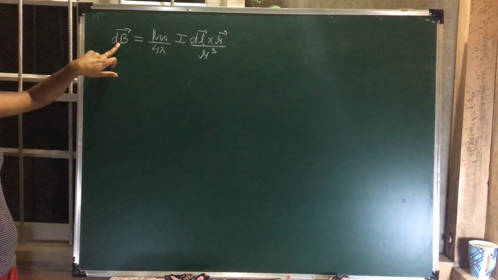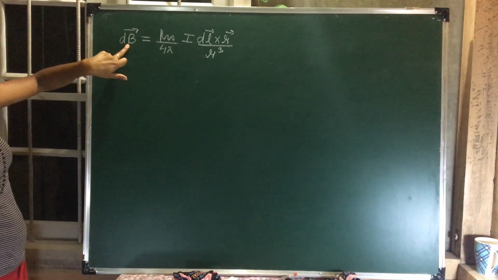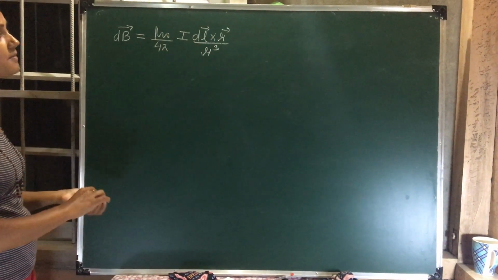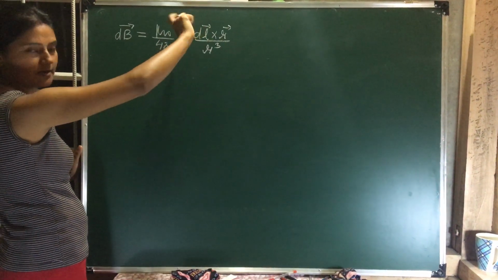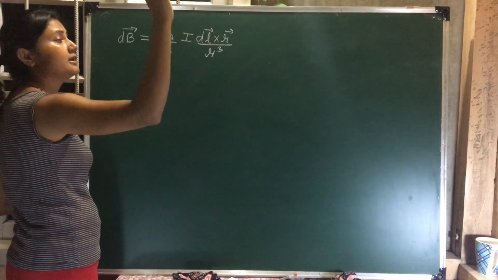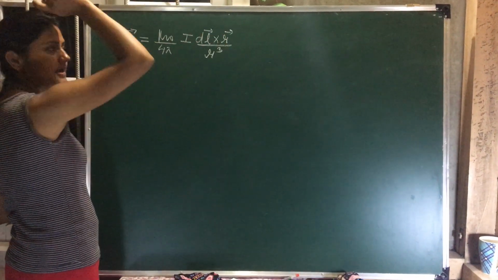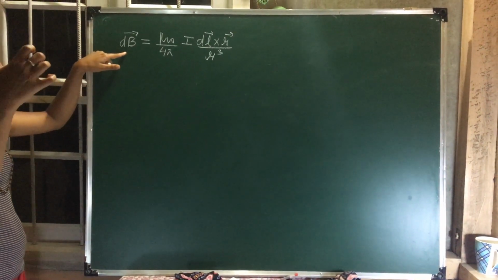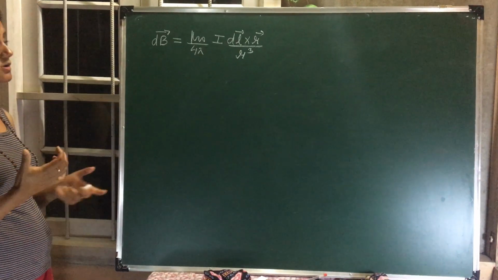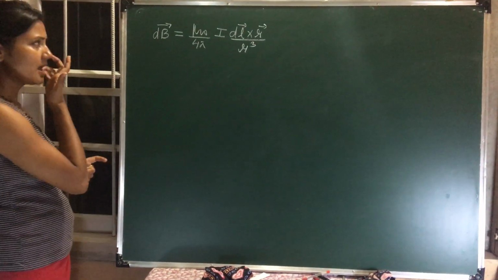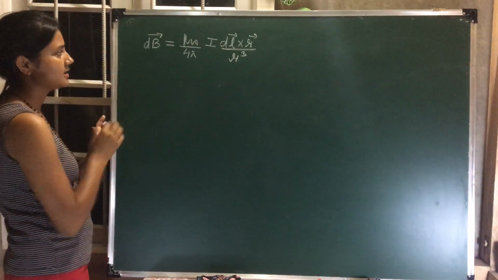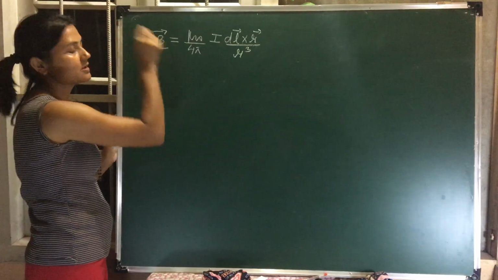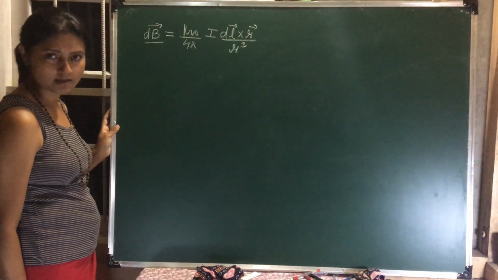Now, what is the direction of the magnetic field? The direction of magnetic field is the cross product of dl and r. That is given from screw from dl to r. We need to rotate from dl to r, and in what direction it points? That is the direction of dB, right? Or right hand thumb rule. Thumb rule is also the one, right? Then one thing we need to understand, that to find the magnetic field, we need to use the Biot-Savart law. That is the one, right?